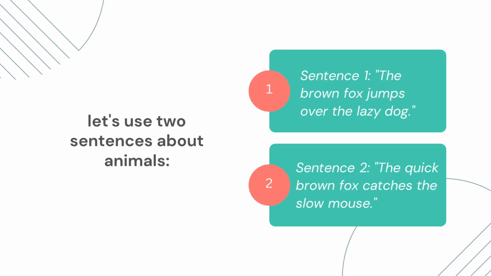So let's see an example here. I have two sentences about animals. In sentence 1, we have "the brown fox jumps over the lazy dog", and in sentence 2, "the quick brown fox catches the slow mouse". You can see the common terms here: "the" and "brown" are common, "fox" is common. Apart from that, the other words are different from each other.